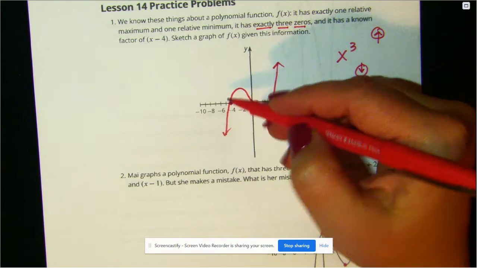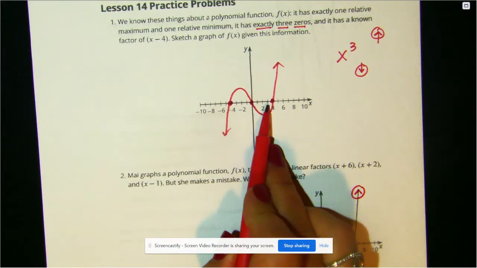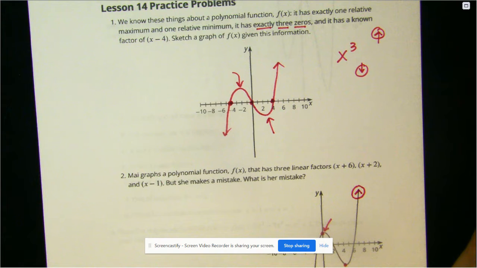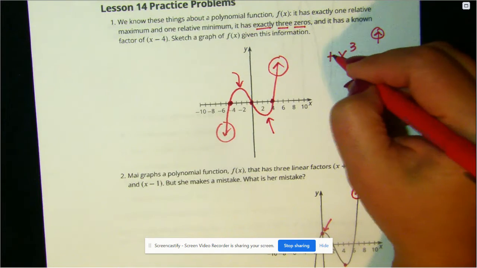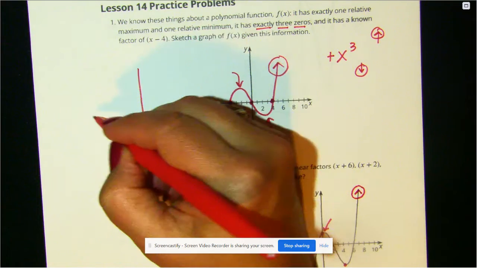There we go. Does it have 3 zeros? 1, 2, 3. Was one of them that? Yes. Does it have one relative max and one relative min? Yep. Now, I don't know if it actually goes this way. That's only if it has a positive leading coefficient. If it had a negative one, it would look something like this.